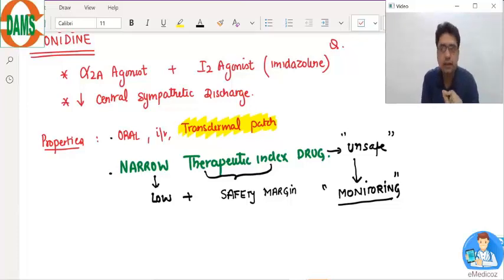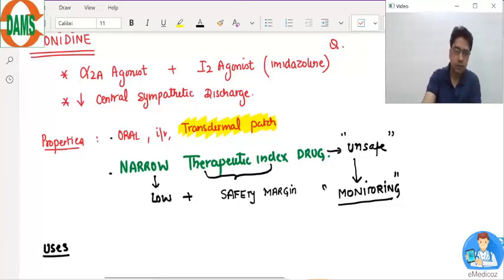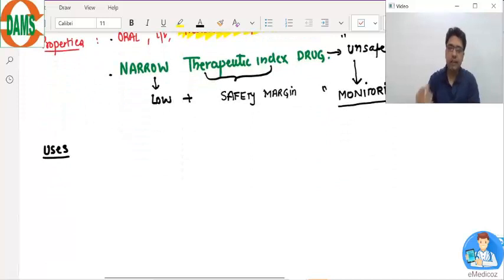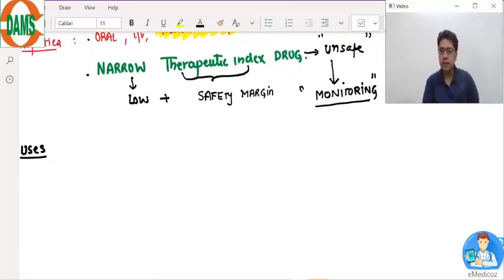Keeping this in mind, let's see the uses of clonidine. Clonidine is a very important drug for you. So, first use. Clonidine will decrease sympathetic discharge in the body. And remember, when there is high sympathetic discharge, a person feels very uncomfortable and disturbed. So we can give clonidine to calm a person. Let's see what all those conditions are.